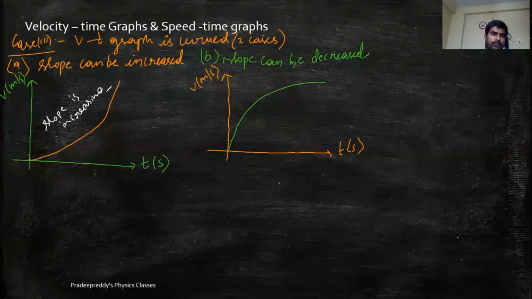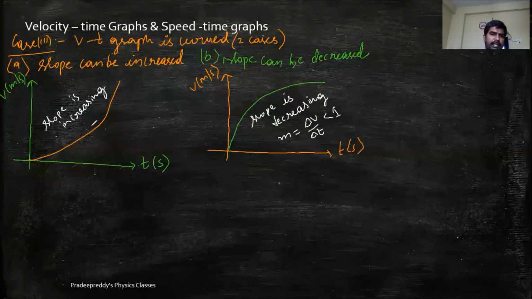For this graph, slope is increasing. And in the second case, slope is decreasing. What is the slope? Slope is m, which is equal to delta v divided by delta t. As it is decreasing, it is less than 1.